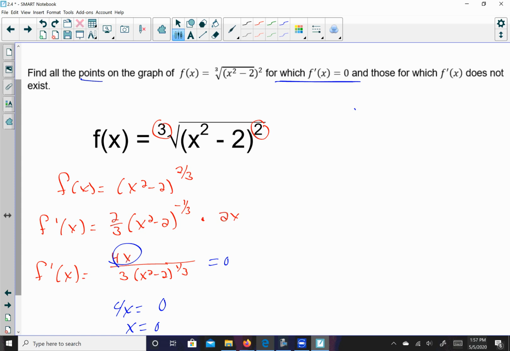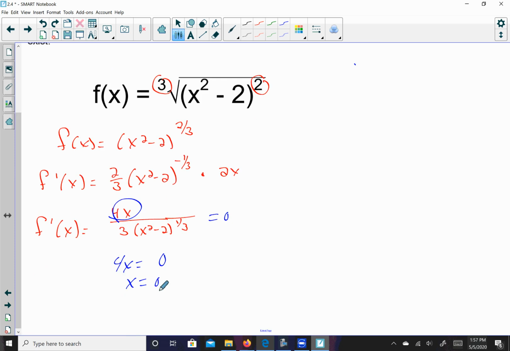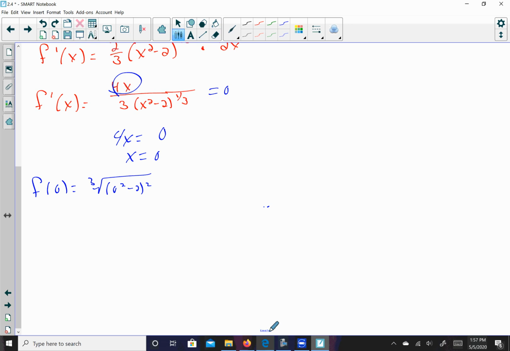And it wants the points, so now I have to go find the y value. My x value is 0, so I'm going to put 0 back into my original equation to find my y value. So this will be the cube root of 0 squared minus 2, squared, and that'll end up being the cube root of 4. So my ordered pair would be 0 and then the cube root of 4.